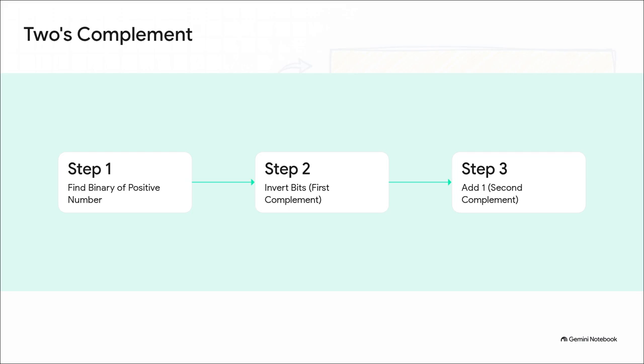First, you completely ignore the negative sign. Just pretend it's not there. You take the positive version of the number, so positive 42, and find its standard binary representation. For a standard byte, that's 00101010. Step 2, we create what's called the first complement. All you do is invert every single bit. Every 0 becomes a 1, and every 1 becomes a 0. So our binary flips to 11010101. Finally, step 3, you take that flipped sequence and you simply add a binary 1 to it. After carrying over the addition, you end up with your second complement, which is 11010110. And boom, that is exactly how negative 42 is stored in your computer's memory.